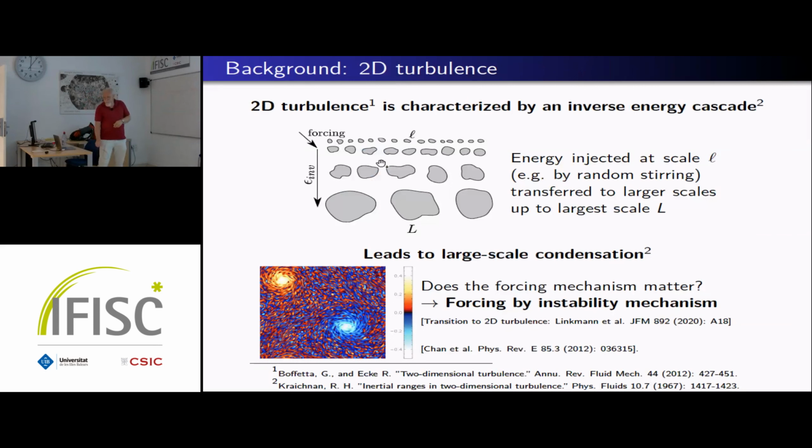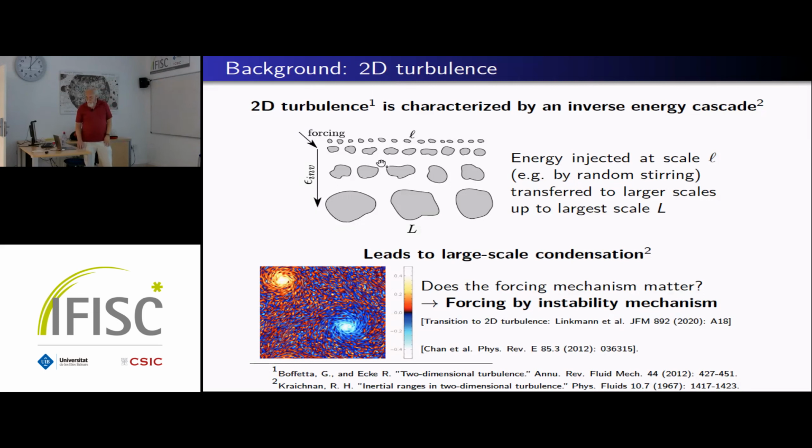So let me say a few words about 2D turbulence, because I'm not sure everybody here knows about 2D turbulence. The idea with 2D turbulence is that you're going to force the system at some small scale, described by this small L. And then in 2 dimensions, there's a well-known so-called inverse energy cascade that transports energy from the scale that is forced to larger and larger scales. And that's a process that's been called the spectral condensation.